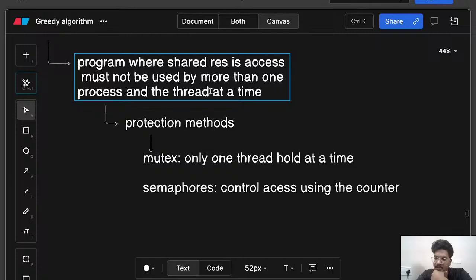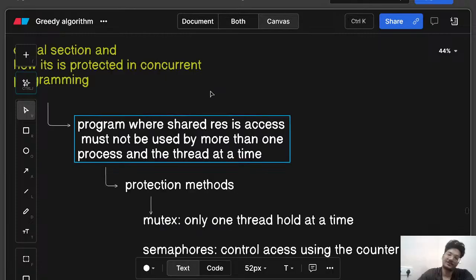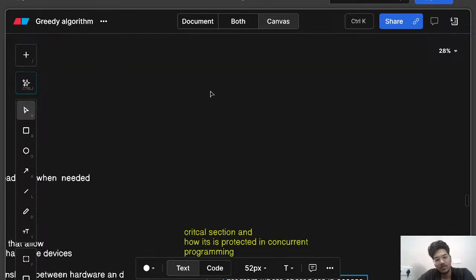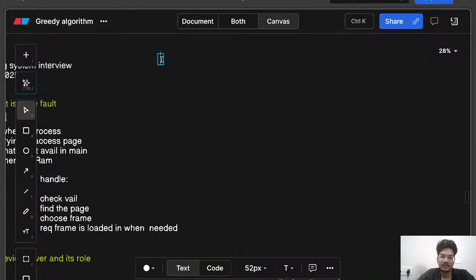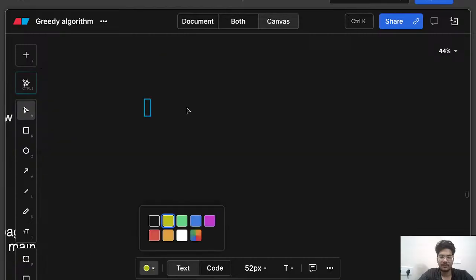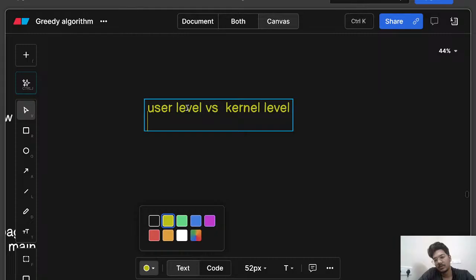Next question: explain the concept of user level and kernel level. User level versus kernel level.